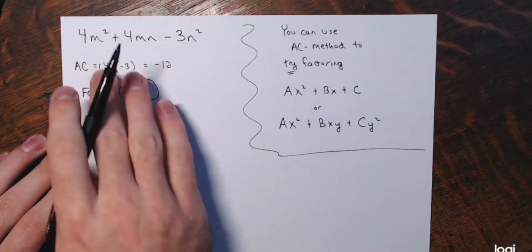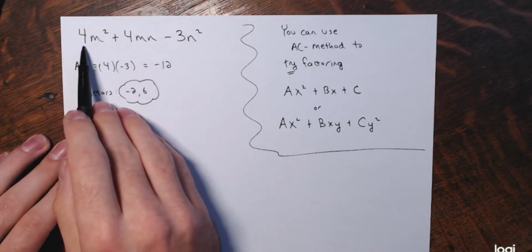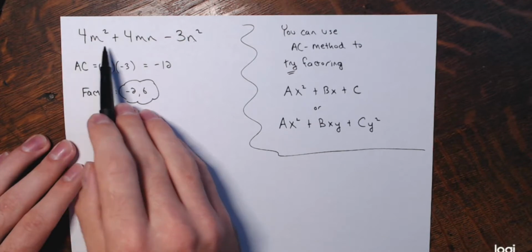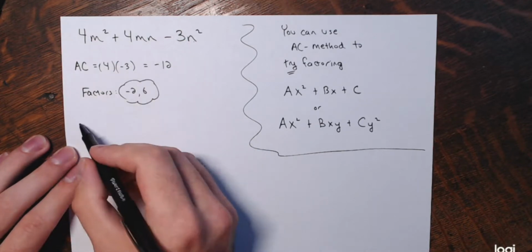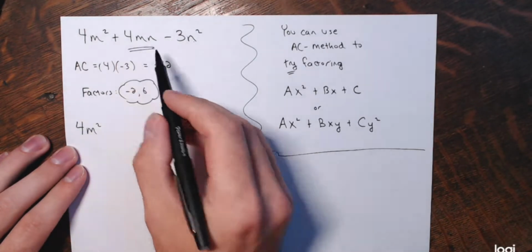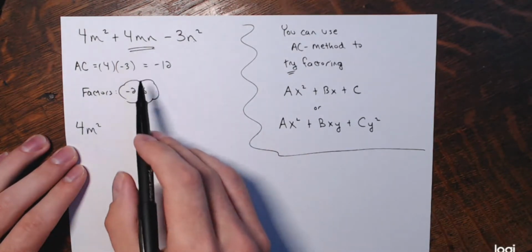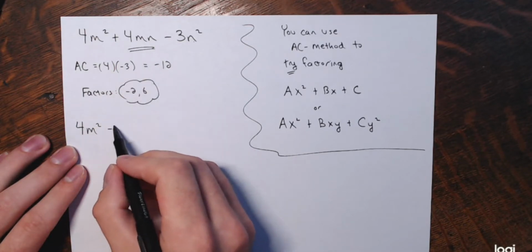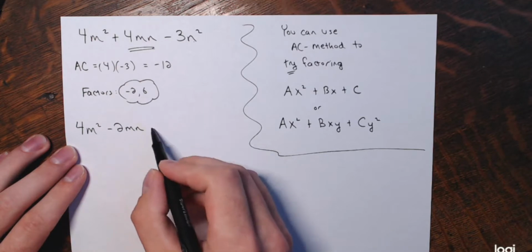All right, and then just like before, the lead coefficient is not 1. So now I'm going to do grouping. All right, we'll rewrite this as 4m squared, and then rewriting the middle term, rewriting the middle term using these two numbers. 4mn is minus 2mn plus 6mn.